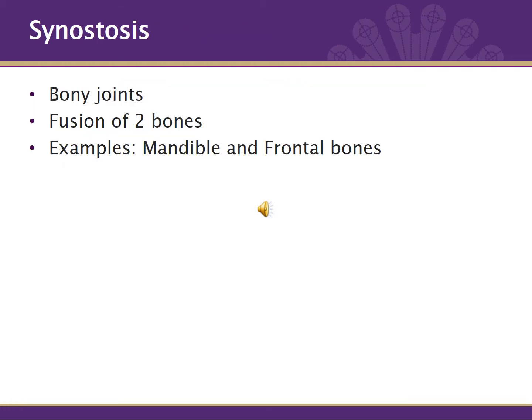Synostosis, or bony joints, is when two bones fuse, eliminating a gap, and they become one bone. We see this in the mandible and frontal bones. Both bones start out as 2 separate bones in infancy, but fuse into one solid bone. The joints have no movement whatsoever.